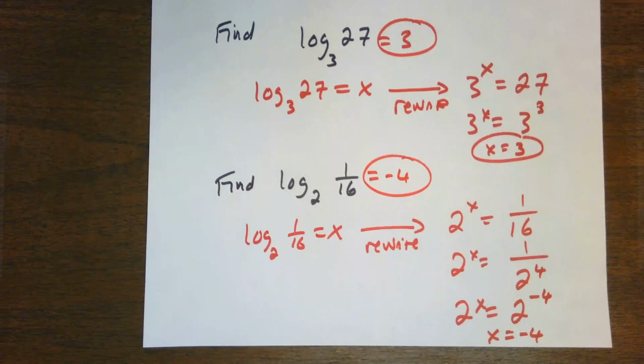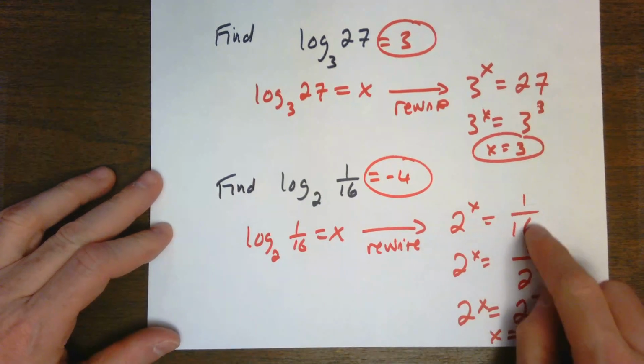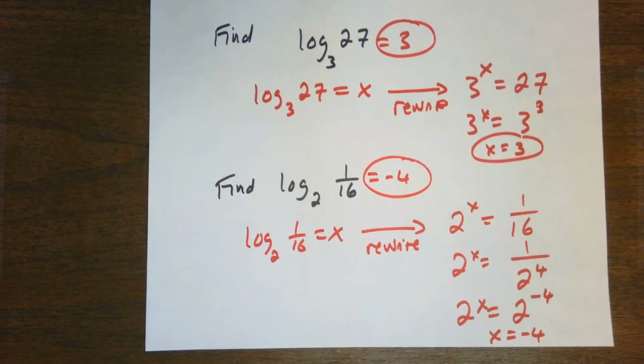The key, again, is in rewriting to solve these things. Now, will it always be able to rewrite them nicely and easily so they've got the same base? No. We'll have some weird things, like if this was 2 to the x equals 1 over 15, I can't use that trick. I have to do something completely different. And we'll talk about how to deal with those a little bit later.